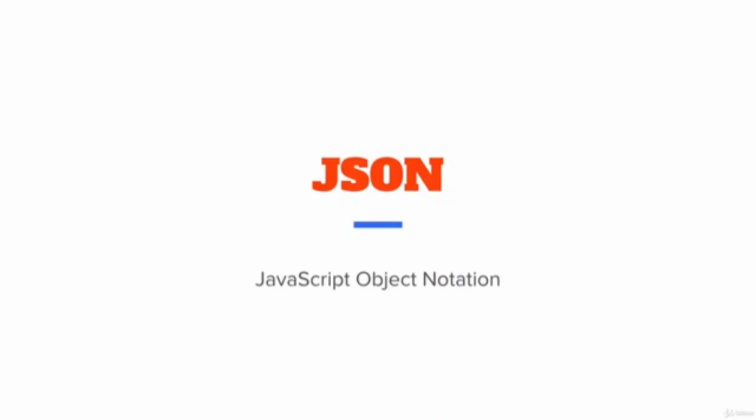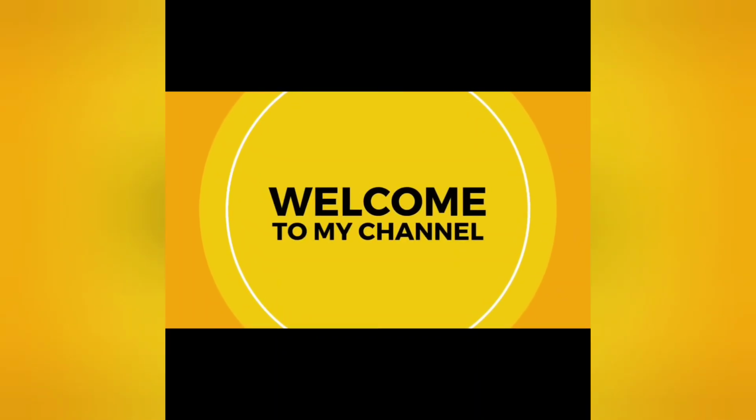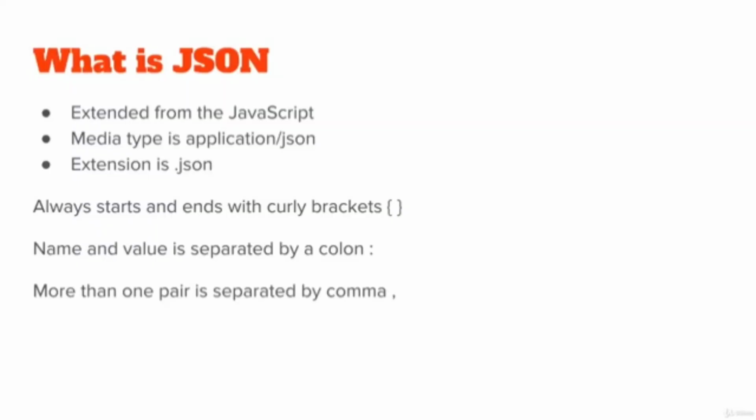It gives us a great way to transmit and utilize data, especially within JavaScript. So JSON essentially is extended from JavaScript. It's a media type, so the extension for it is JSON. It always starts and ends with curly brackets.